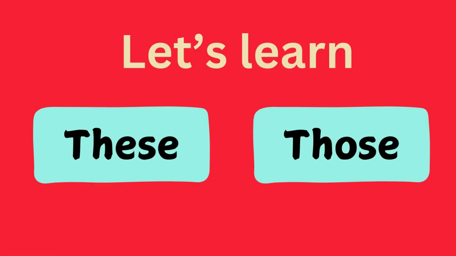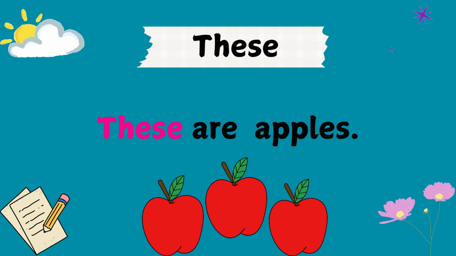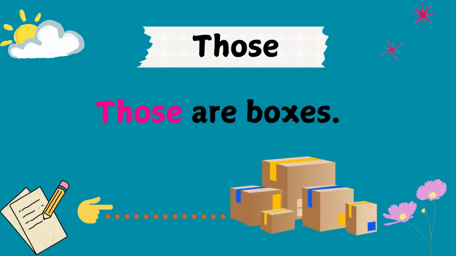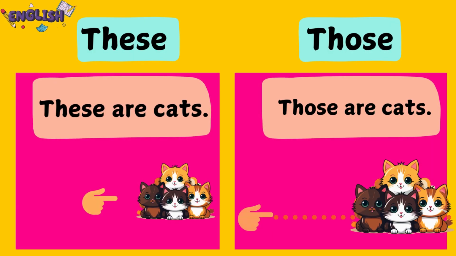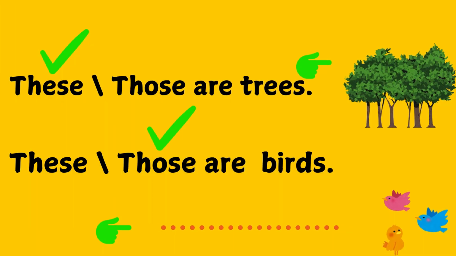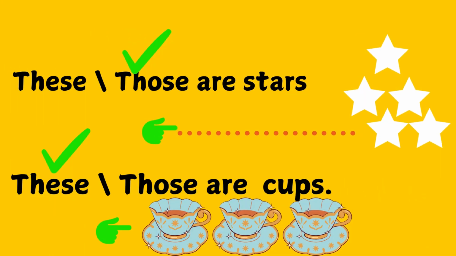Let's learn these and those. These are apples. Those are boxes. These are cats. Those are cats. These are trees. Those are birds. Those are books. These are dolls. Those are stars. These are cats.